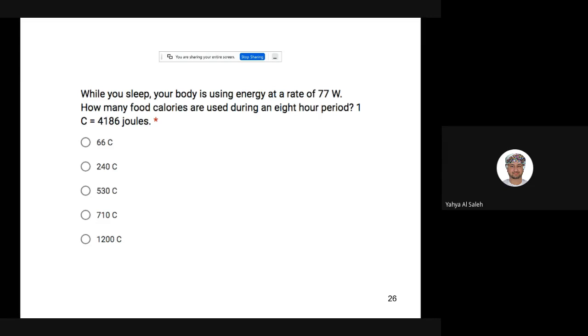While we sleep, our body is using energy at about a rate of 77 watts. How many food calories do we use during an 8-hour period? We can assume that a calorie is about 4186 joules.